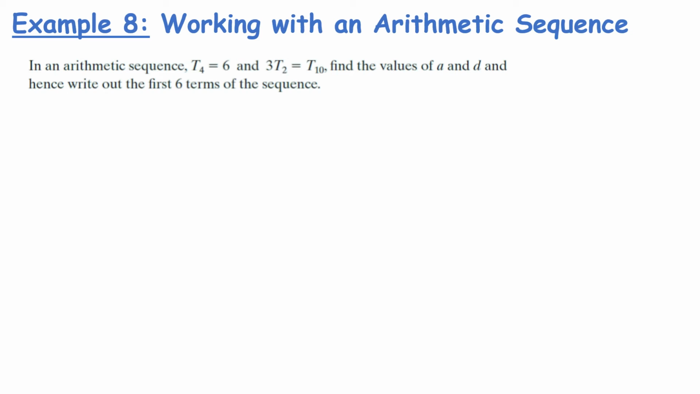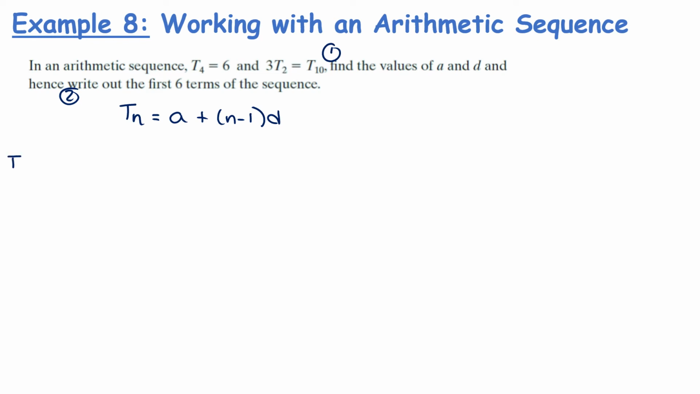Example 8. In an arithmetic sequence, T4 is equal to 6 and 3 times T2 is equal to T10. Find the values of A and D, and hence write out the first 6 terms of the sequence. I'm going to write my Tn using the formula on page 22 of our log tables, and that is A plus n minus 1 times D. The reason I'm doing that is because I don't know A and I don't know D. That's what they're actually asking me to find out.